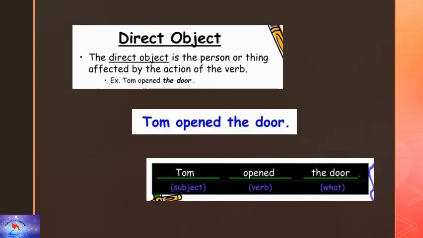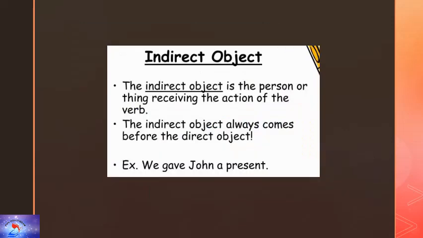What is a direct object? Direct object is the person or thing affected by the action of the verb. So here, let us see an example. Tom opened the door. So Tom is the subject. So the action verb here is open. And what did he open? The door.